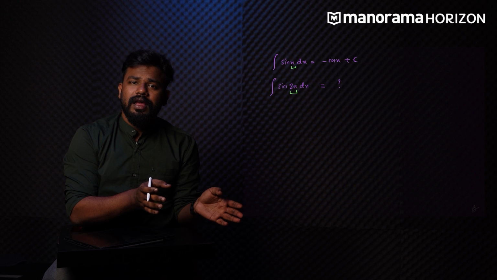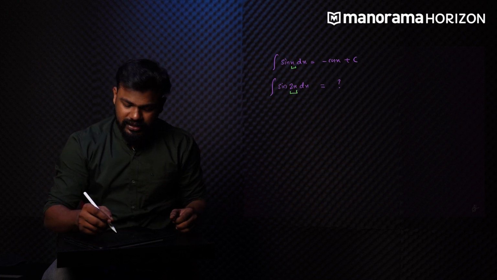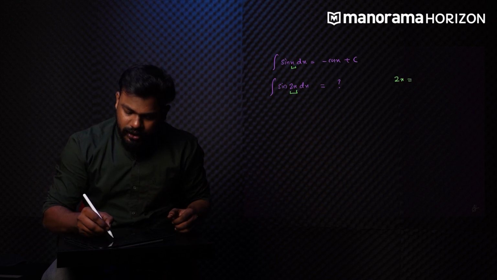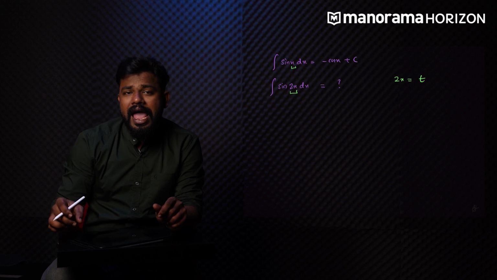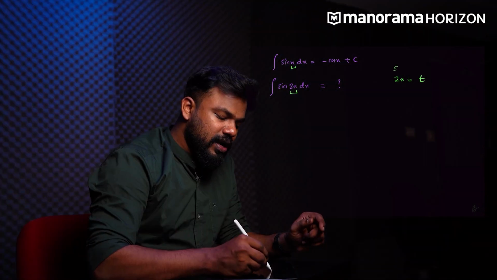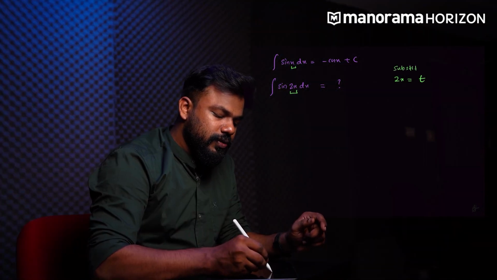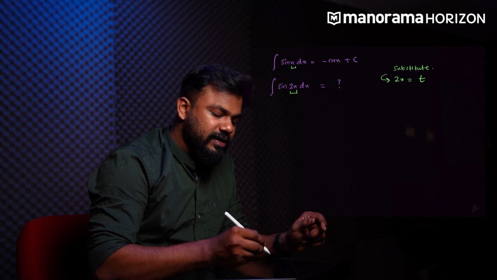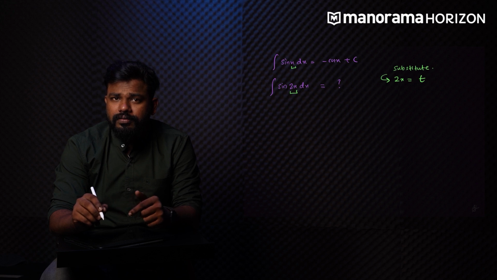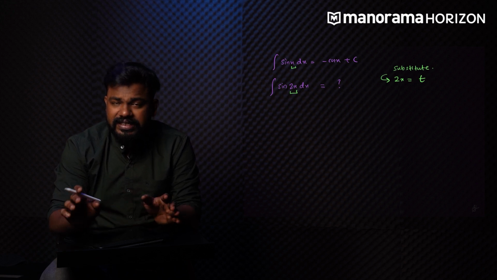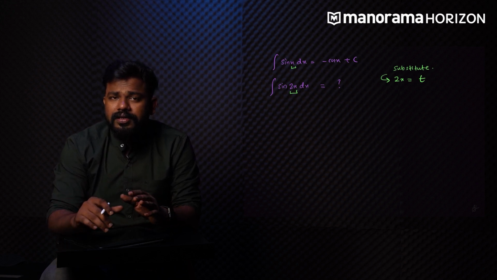And what is the way? Whatever double angle that I have, I'm going to make it an angle which is not double, by taking 2x is equal to t. So what I did here is I took 2x and substituted. Substitute 2x is equal to t. Now it is not a multiple of 2 or 3 or anything, right? It is just t.